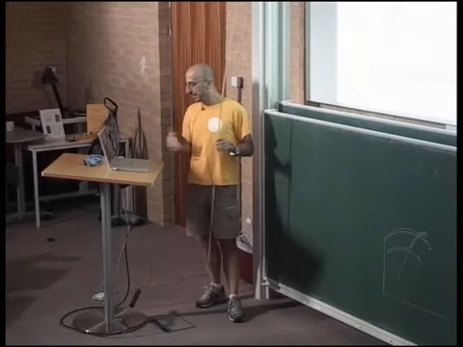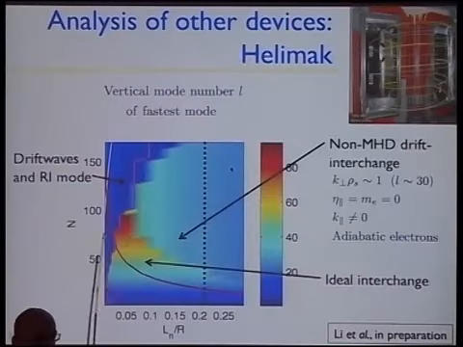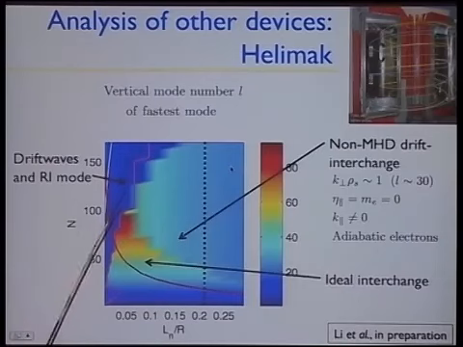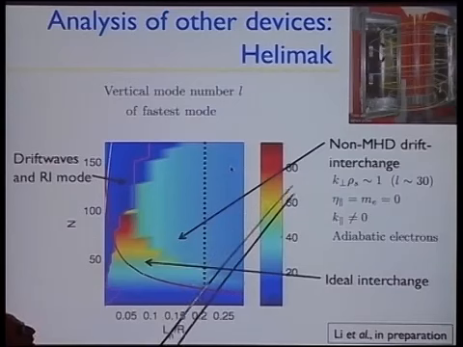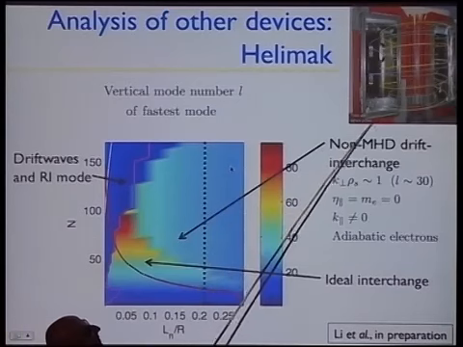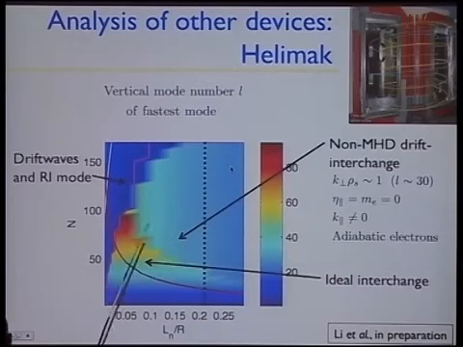So, okay, let's go to the one other experiment that we have approached, which is HILIMAC. HILIMAC is at the University of Texas, and it's fairly similar. The big difference between HILIMAC and TORPEX is the height of the device. In TORPEX it is 40 centimeters, in HILIMAC it is 2 meters. So one can redo the plot, and what can we find?